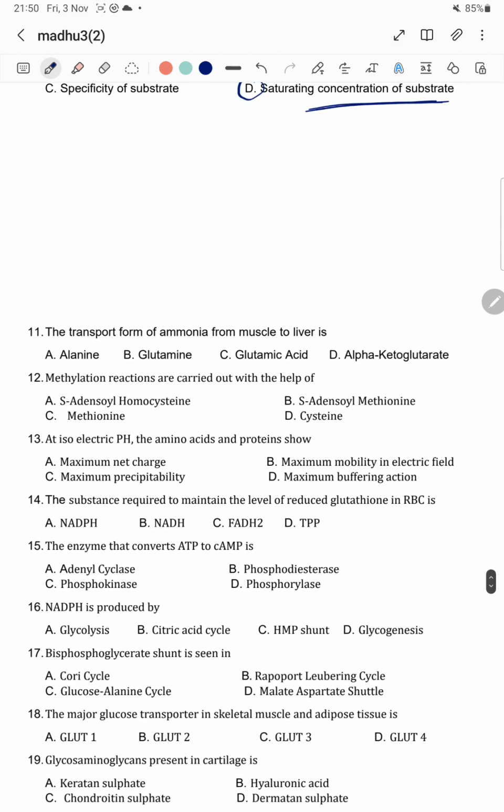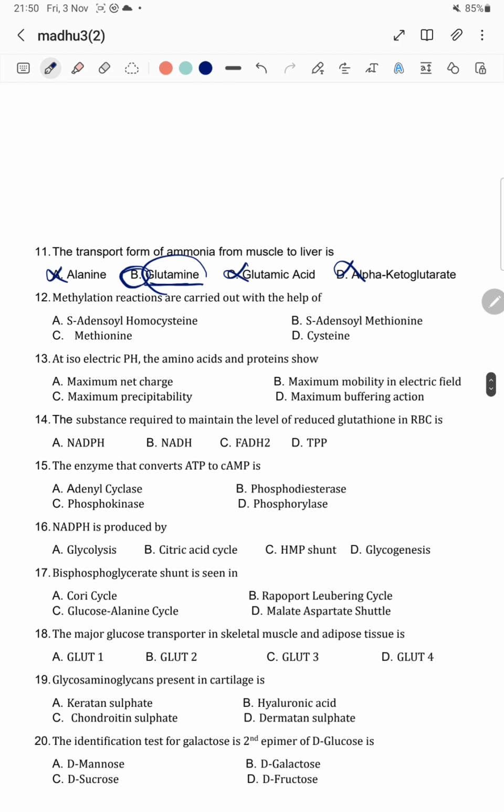So now the 11th MCQ: the transport form of ammonia from muscle to liver is glutamine. Glutamine is an amino acid and a storehouse of ammonia. After transamination and deamination, the amino group will be loaded onto glutamine and transported to the liver for detoxification of ammonia into urea. Alanine is incorrect, glutamic acid is incorrect, and alpha ketoglutarate is also incorrect.